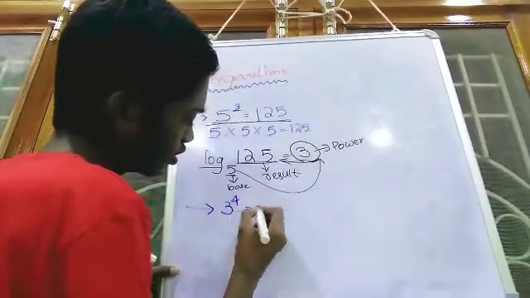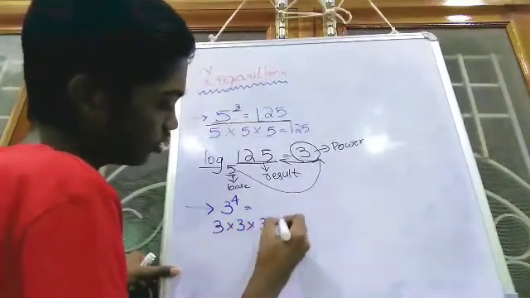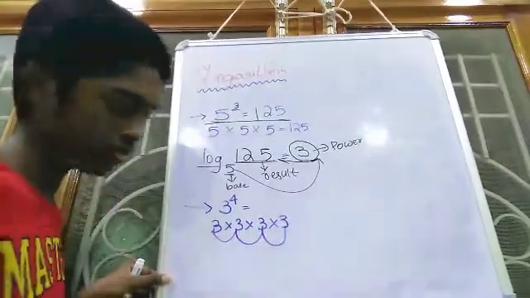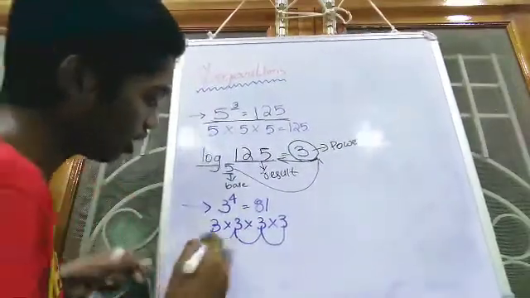3 power 4 means 3 into 3 into 3 into 3. 3 3s are 9, 9 3s are 27, 27 3s are 81. So 3 power 4 is equal to 81. Now let us express it in the logarithmic form.